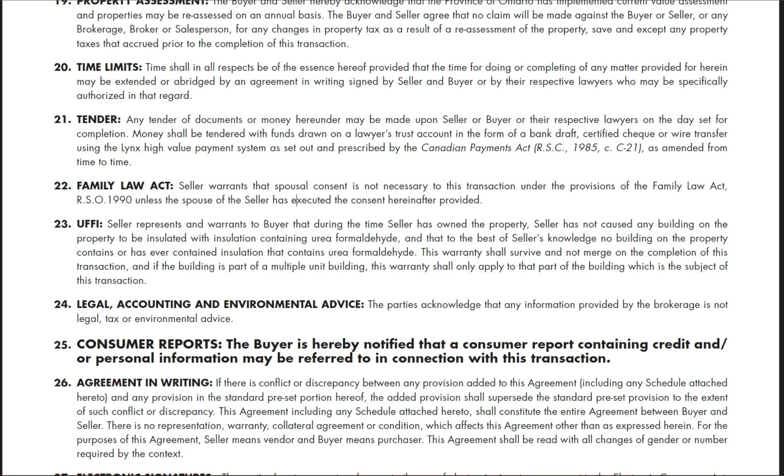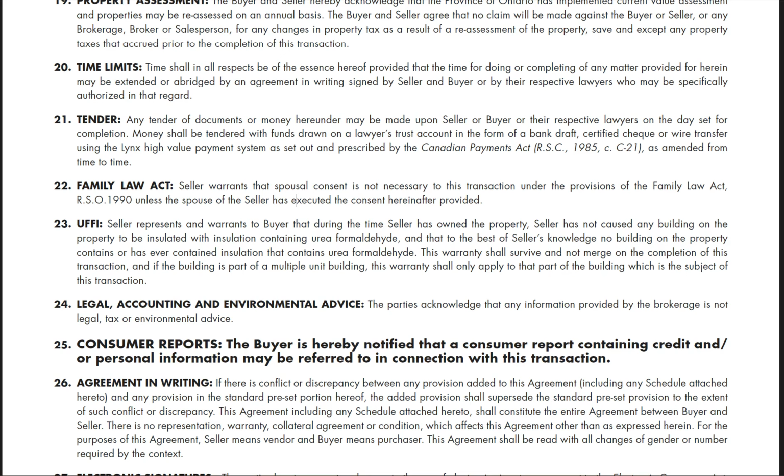So sellers should confirm with the lawyers whether spousal consent is needed, and buyers should ensure that any required spousal consent is signed before closing. And again, real estate agents should also verify that sellers match marital status when listing a property. So it's always important that the real estate agent is aware of the marital status when listing a property. And lawyers should ensure that the Family Law Act requirements are met to prevent any legal issues later on.